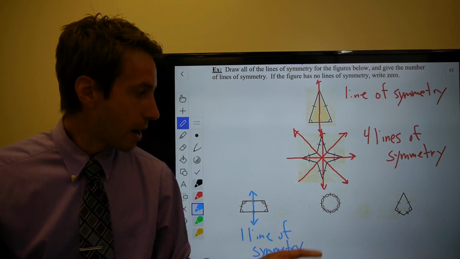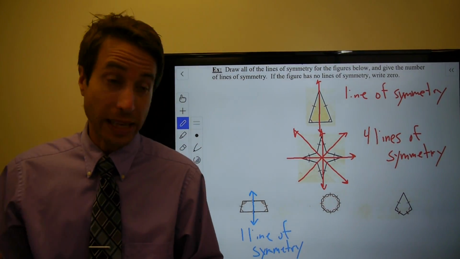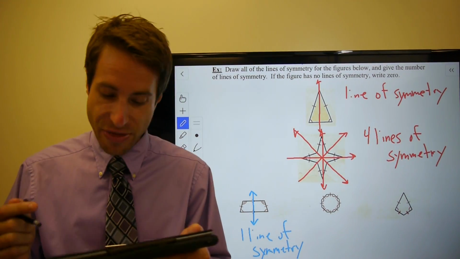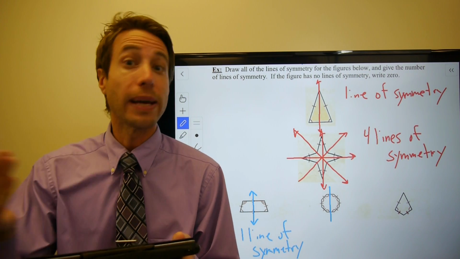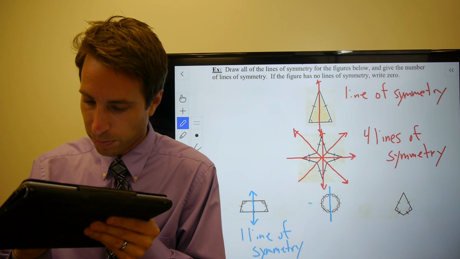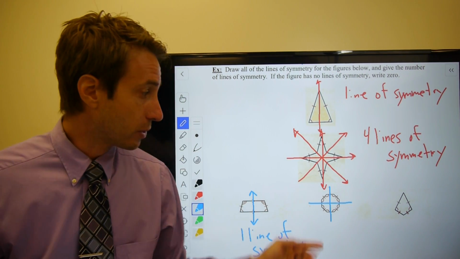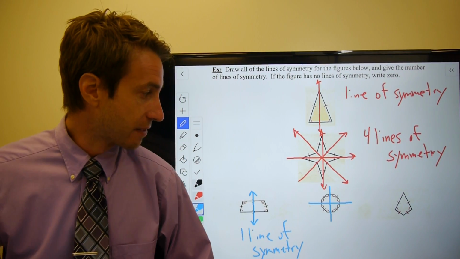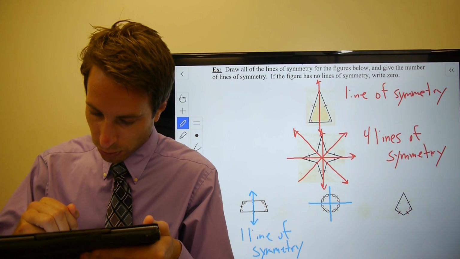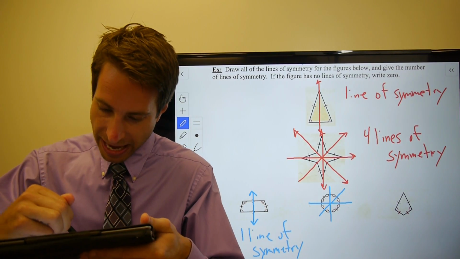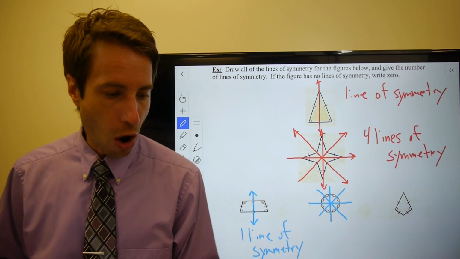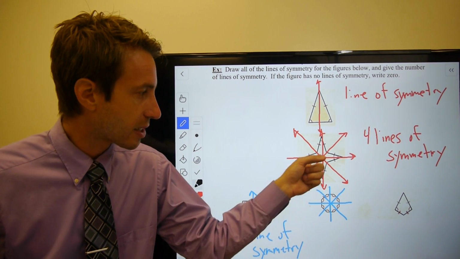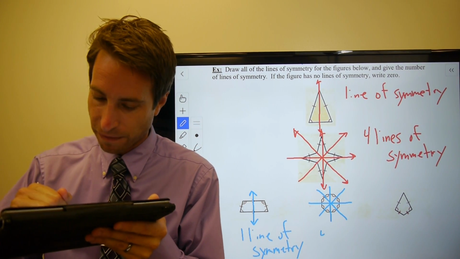Keep going. What about the next one? Actually, again, hopefully what you're seeing is that there are several. I could split it there, fold it, line of symmetry. I could split it right there, fold it, that's another line of symmetry. But that's not all. I could also do it that direction and in that direction as well. Those are all lines of symmetry, and just like the object right above it, it has 4.